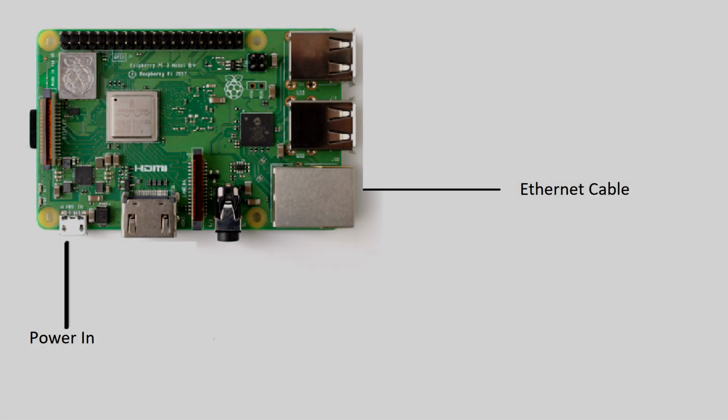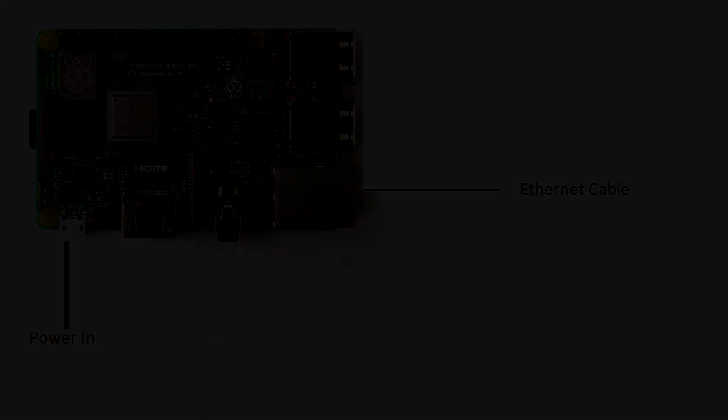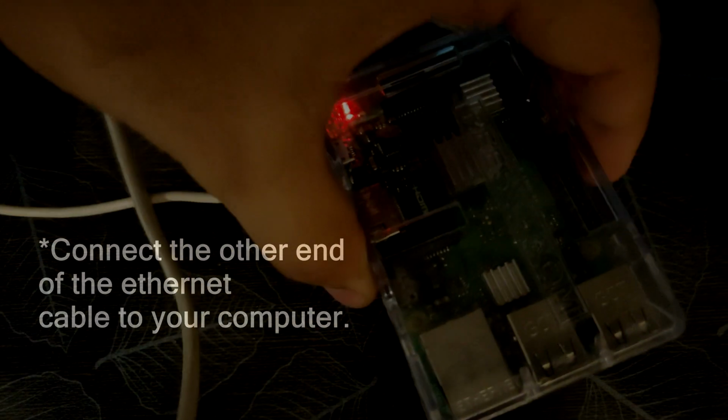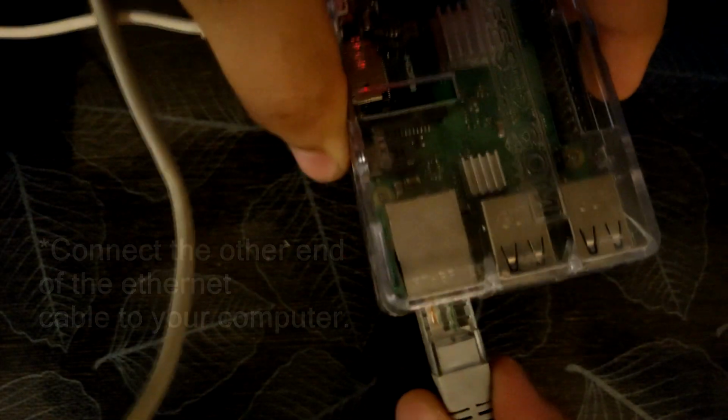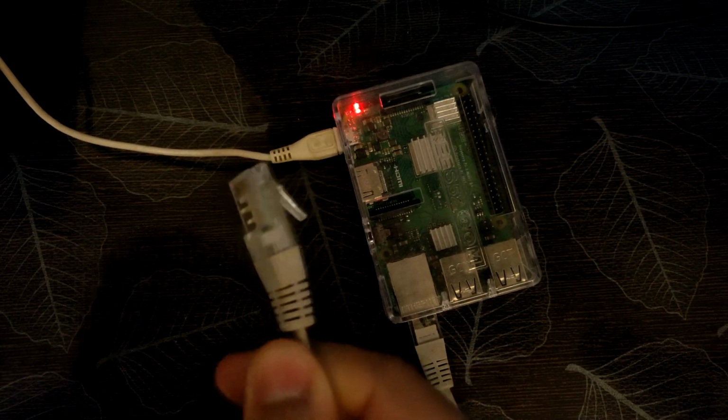Now, our second mode of operation is the headless mode of operation. In this mode of operation, we're going to be needing the Ethernet cable and the power adapter. In this mode of operation, we're going to be eliminating the need for peripherals. For this, you have to connect one end of the Ethernet cable to the Raspberry Pi and the other end to the computer.